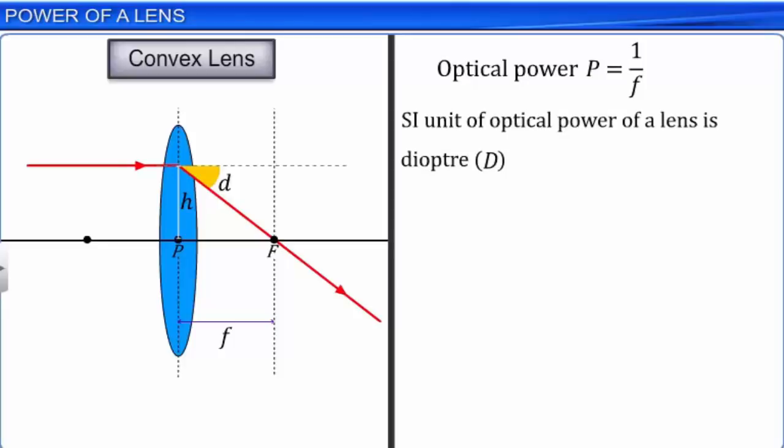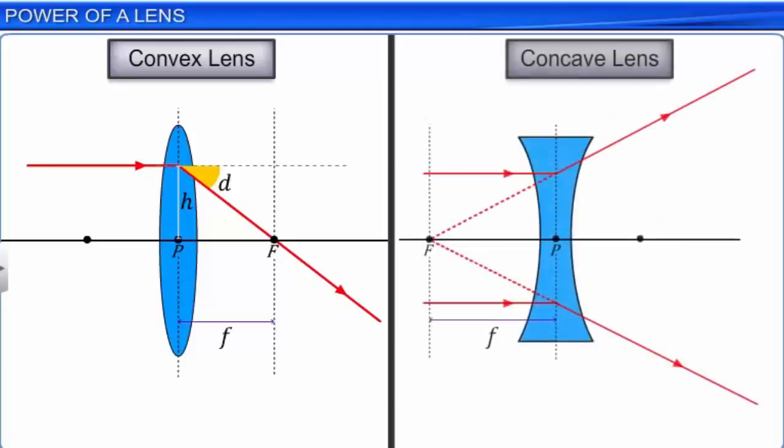Power of a lens can be positive or negative. As per the Cartesian sign conventions, the focal length of a convex lens is positive and that of a concave lens is negative. Hence, the power of a lens is positive for a converging lens and negative for a diverging lens.